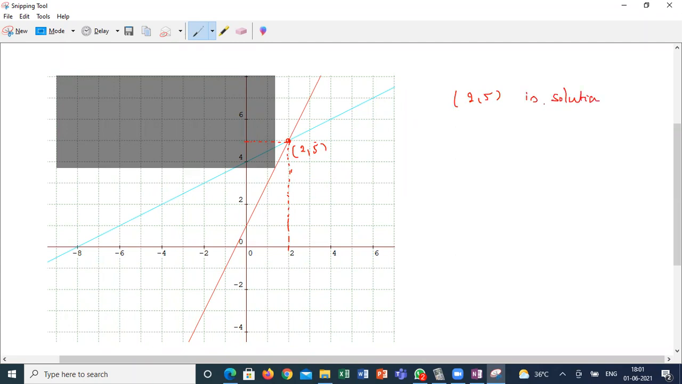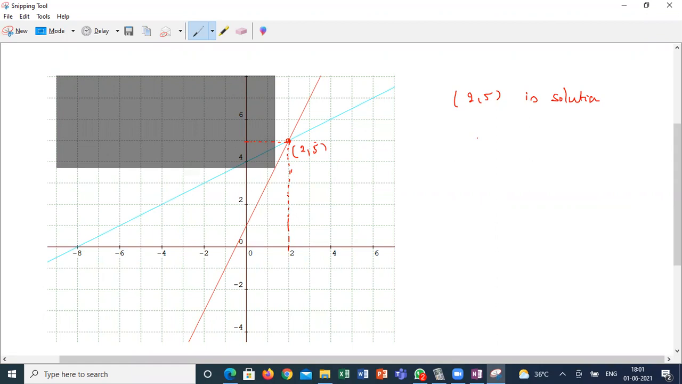Because here both the lines are intersecting each other. If the lines are intersecting each other, there will be only one common point. That is the common solution for both the lines. That is the solution set of the given system of linear equations, or pair of linear equations.